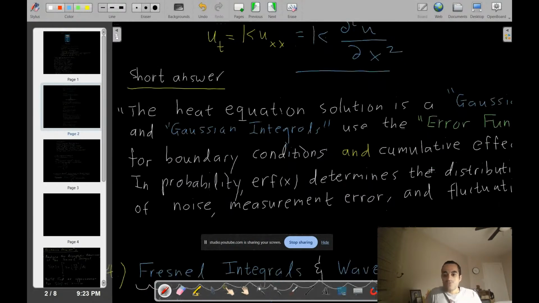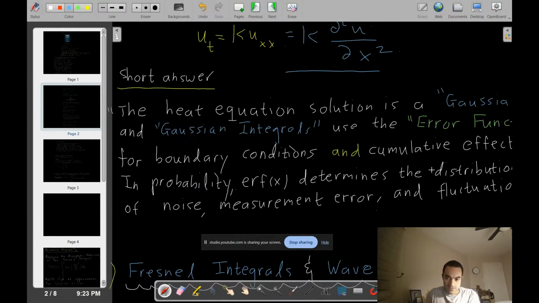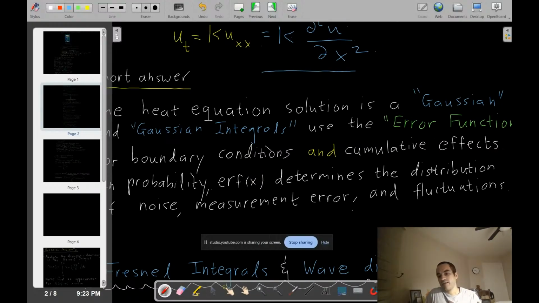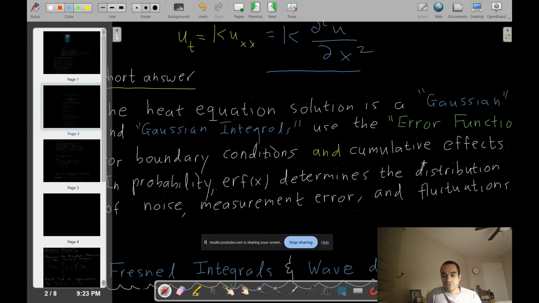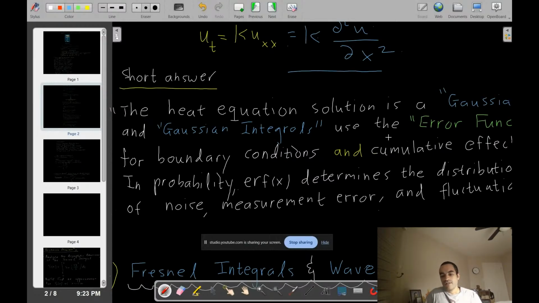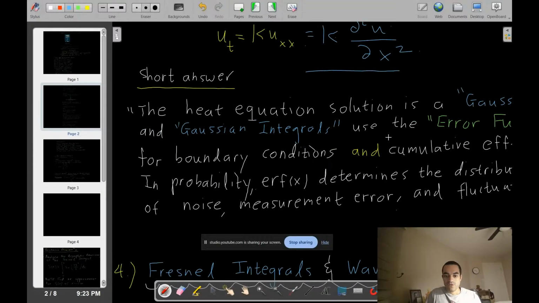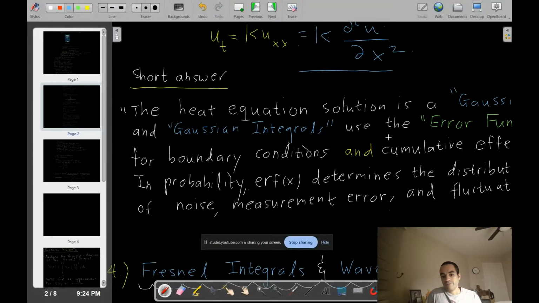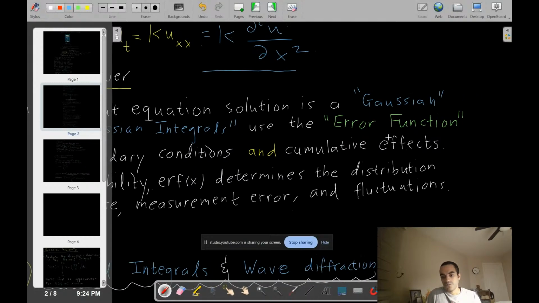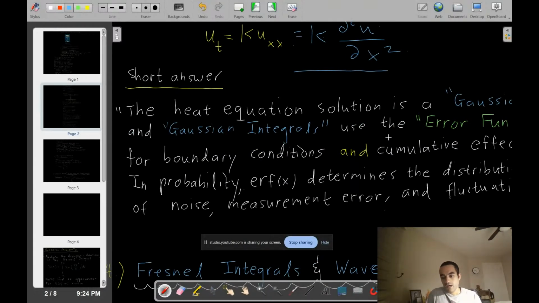Okay, so we're using the error function. So this uses the error function. And obviously, for those of you who know differential equations and stuff like that, boundary conditions are usually involved. Same thing for partial differential equations, they use boundary and initial value conditions as well, and other things as well. Okay, so in probability, the error function determines the distribution of noise quite often, noise, measurements, fluctuations, signals, and stuff like that. All right. So those are the mathematical applications.